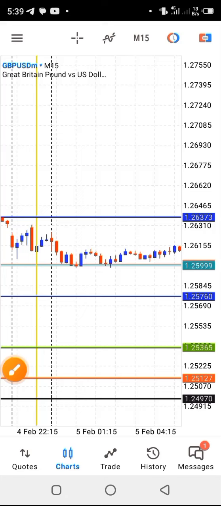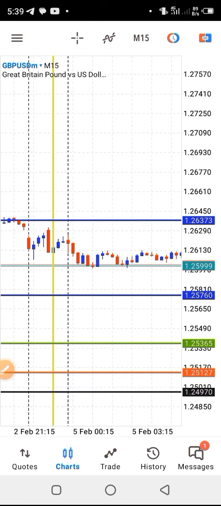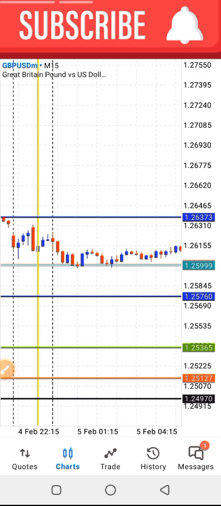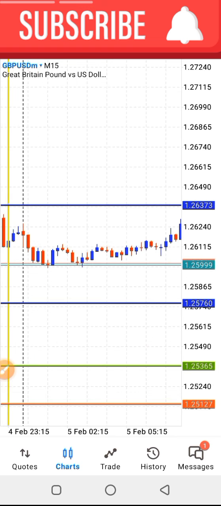So I want to teach you a very powerful strategy that I call the GBP USD killer. This strategy is very powerful, and it works best with GBP USD. You can try it with other pairs, but I actually use this on GBP USD. So it's more like a pair specific strategy. So what do you need for this strategy?